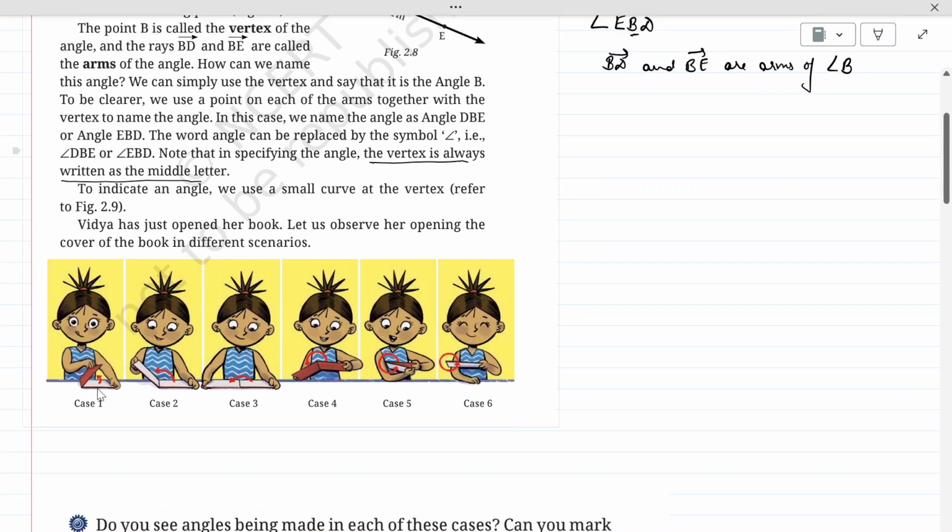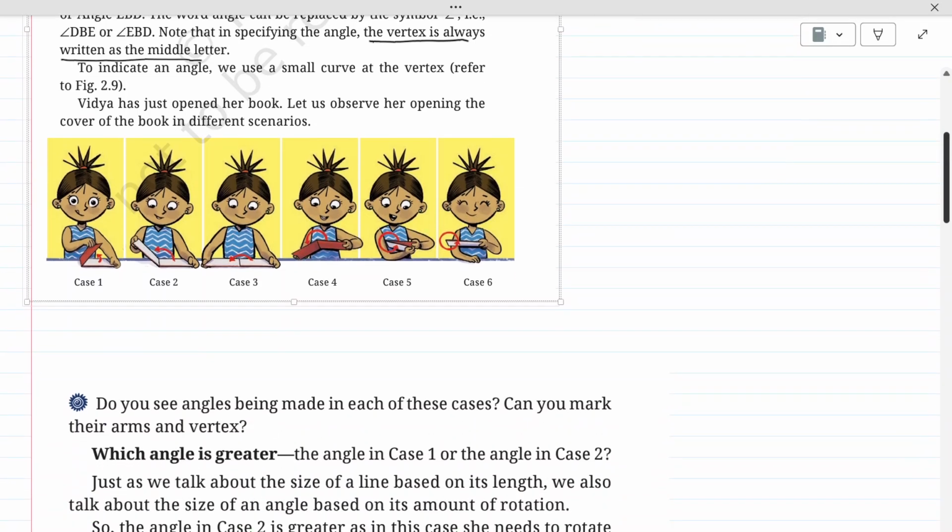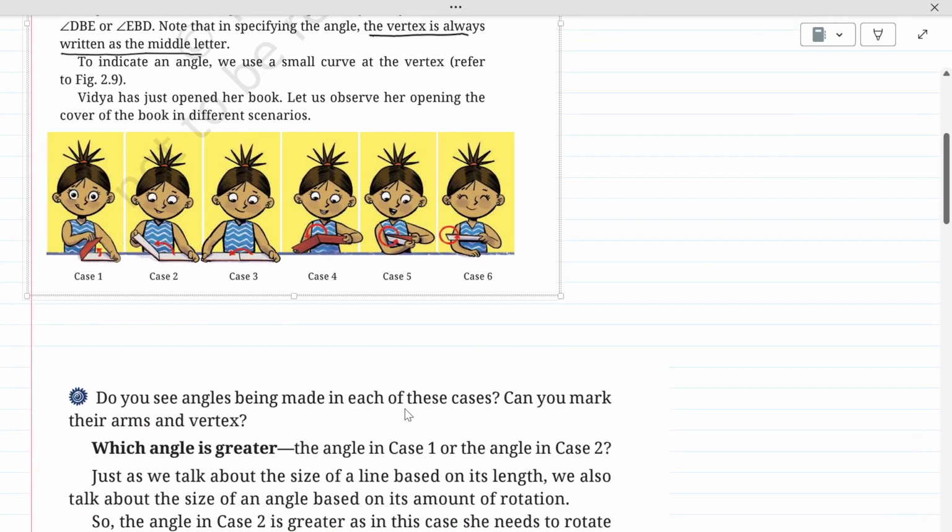Vidya has just opened her book. So this is the book, this is Vidya, this is a girl, sorry, and she has a book with her. Now what she is doing here is opening the book at different angles. Next: do you see angles being made in each of these cases? Can you mark their arms and vertex? So let us do one thing. I'm just redrawing it here.